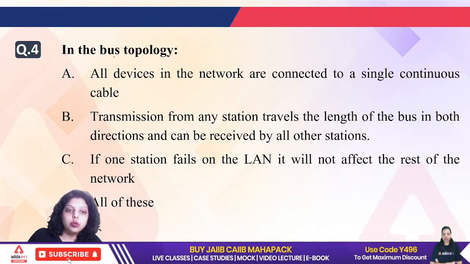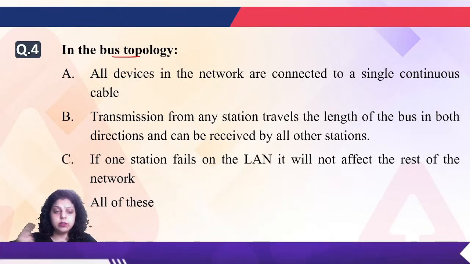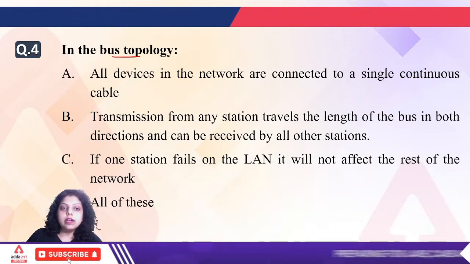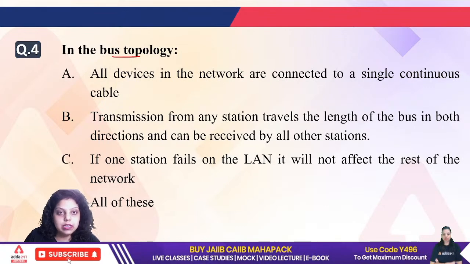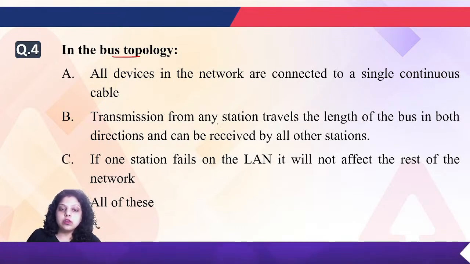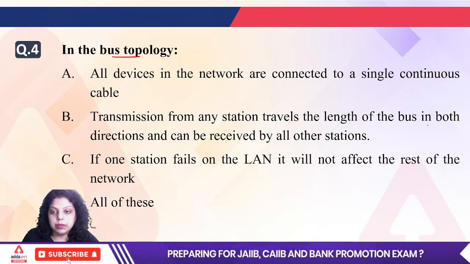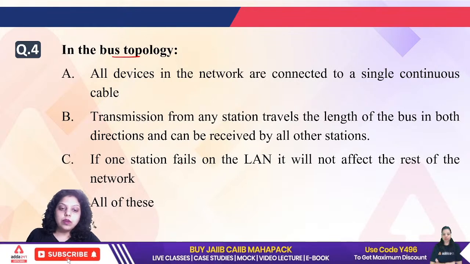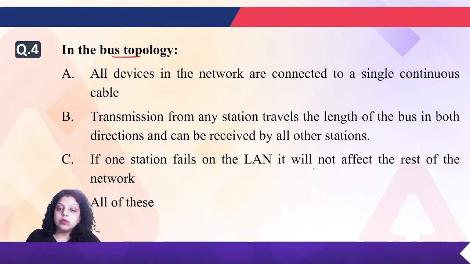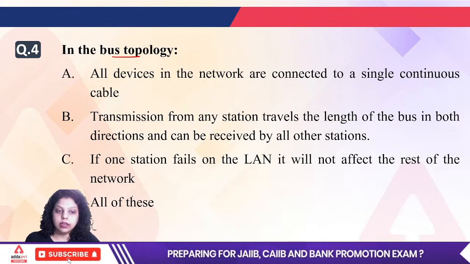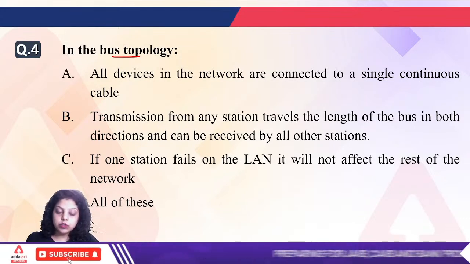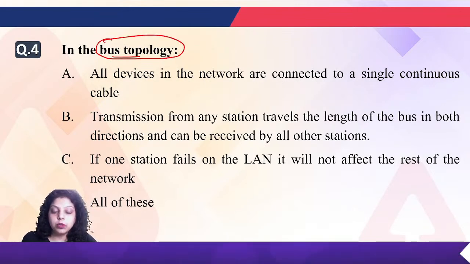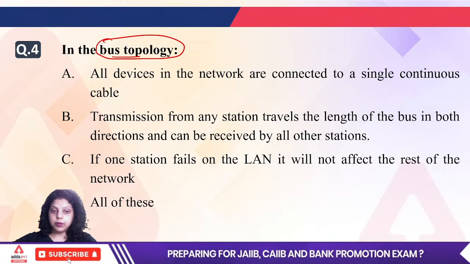Now, bus topology. This is related to data communication, the chapter on data communication. All devices in the network are connected to a single continuous cable. Second, transmission from any station travels the length of the bus in both directions and can be received by all other stations. Third, if one station fails on the LAN, it will not affect the rest of the network. Fourth is all of these. So which of the following is right related to the bus topology?